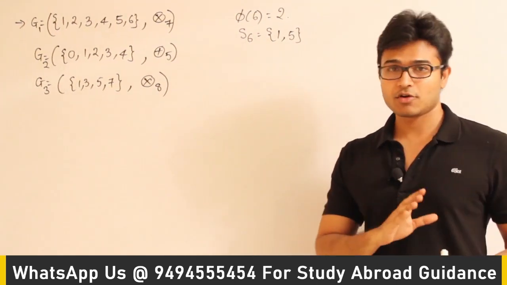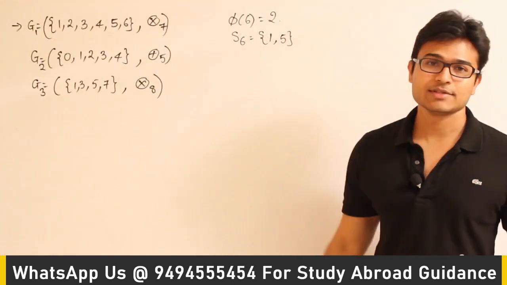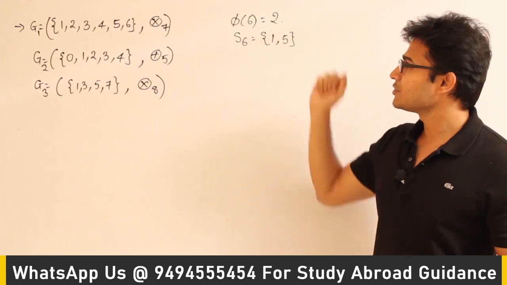Which means you are supposed to have 2 generators for this group in case it is cyclic. We are not yet sure that it is cyclic, but in case it would have been cyclic, then we are supposed to get 2.